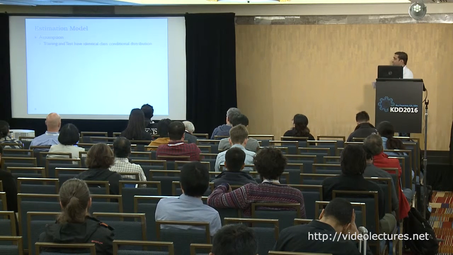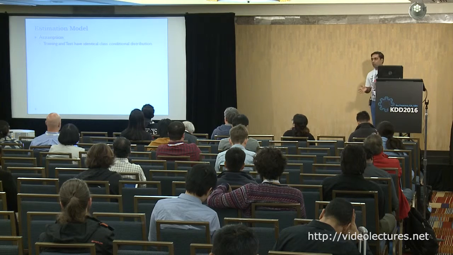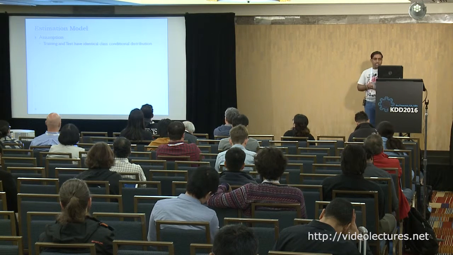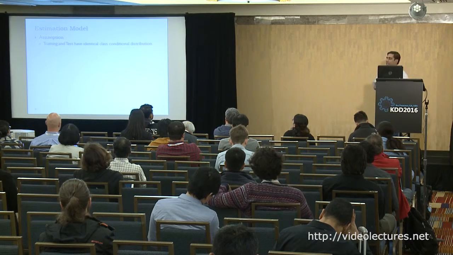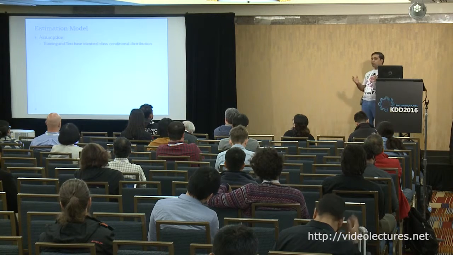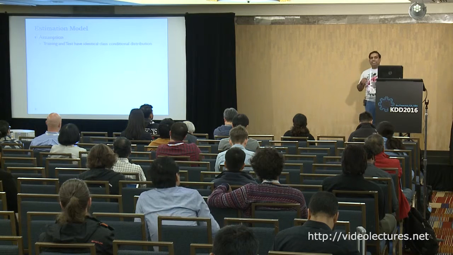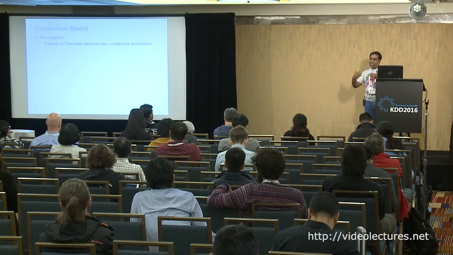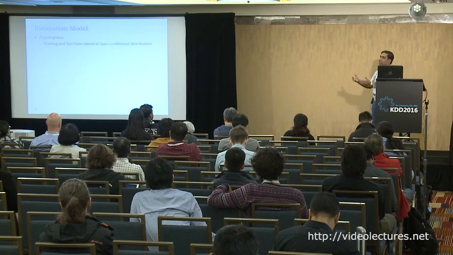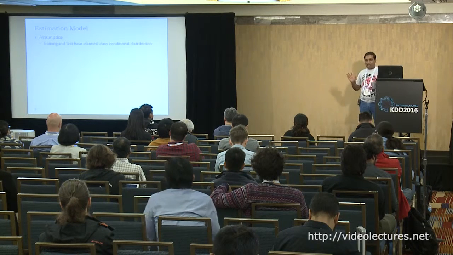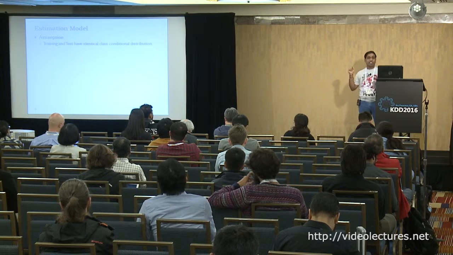The estimation model. First, we'll make a slightly relaxed assumption than the one that we have in classifier. We'll assume that the training and test data have identical class conditional distribution. What does this mean for the election case? In the simplest way, it says that similar people have similar voting preferences. It's not a bad assumption. It's a somewhat weak assumption, but it's not a terrible assumption.